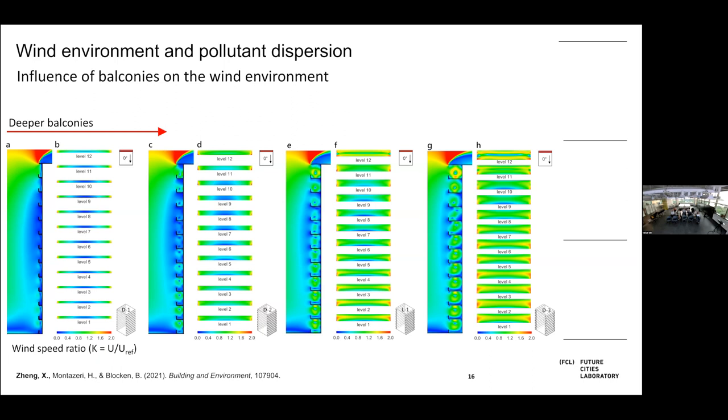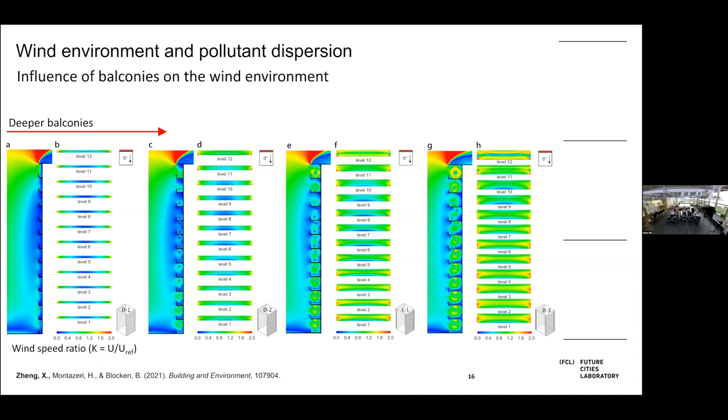This is the dimensionless wind speed contour at the middle cross section of the building, and this figure is the wind speed on the balcony spaces. We can see in the last scenario we have a much higher wind speed on the balcony spaces when we have a deeper balcony. Another conclusion is how to reduce the wind speed on the balcony spaces. This is useful for building design, especially in the Netherlands.